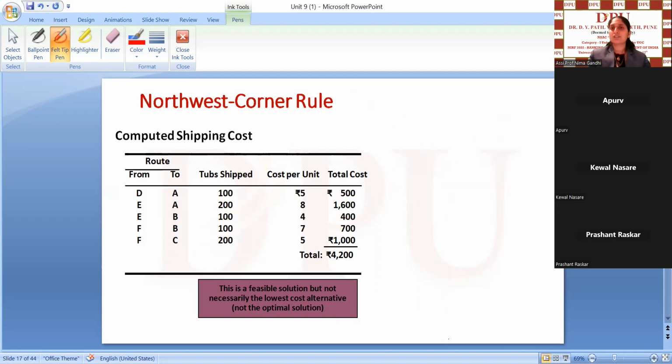But you cannot say that this is the lowest cost. You can have an alternative cost because you have not checked the optimality here. For checking the optimality, you have to perform either of the two methods, the stepping stone method or the MODI method. Using either method, only then can you confirm whether this cost is minimum or not.